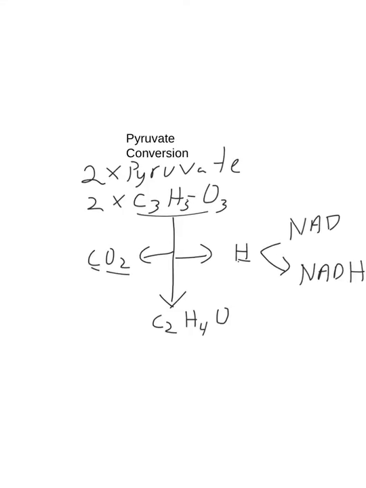Right? And of course, this happens to each pyruvate, so it happens twice. So we've got 2 CO2s being released, 2 hydrogens. You end up with 2 NADHs. And of course, you end up with 2 acetyls. Okay, here's my acetyl group.